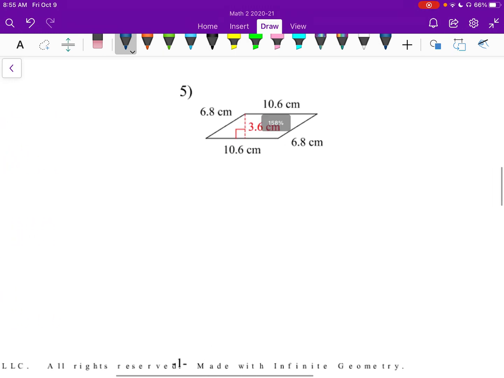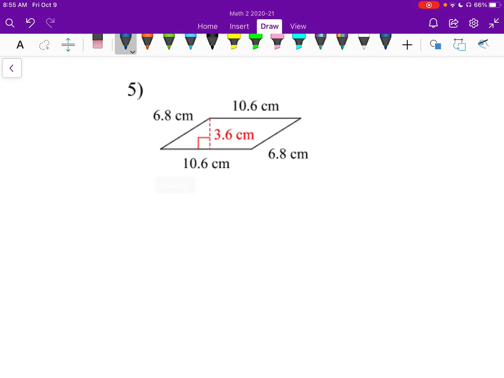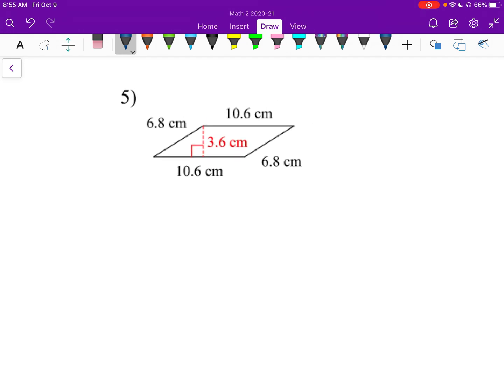Number 5. Now there's all kinds of numbers listed here. This is a parallelogram, so our area is base times height. We know that it's a parallelogram, one, because it looks like one, but that's not really good enough for us, because the opposite sides are congruent, or they are equal. In a parallelogram, one of the side theorems to say whether something is a parallelogram or not is that if the opposite sides are equal, then it has to be a parallelogram.